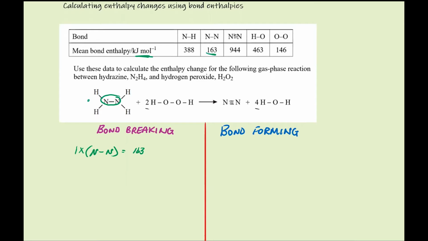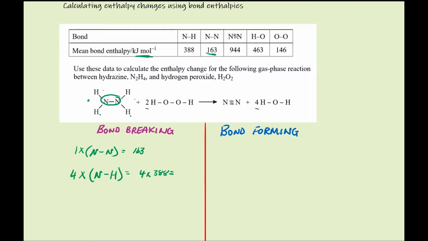I then look at the same molecule and I have 4 nitrogen hydrogen bonds. That means 4 times nitrogen hydrogen. Now the nitrogen hydrogen bond is 388, so it's 4 times 388. In the first instance, when I'm explaining to people, this is the method I use. If you've already done this and are just using this as revision, then you will have come across an equation, and I will look at that at the end.